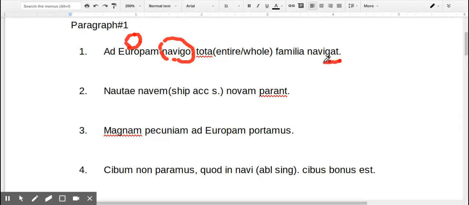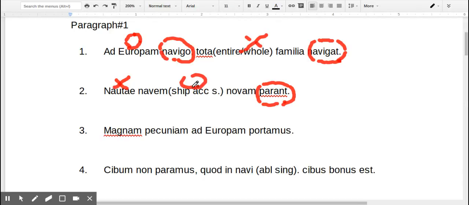Next part is navigat, is he, she, or it sails. And I have to look for a nominative. I do have a nominative, the entire family. So I sail to Europe, the entire family sails. Then, they prepare. Do I have a nominative for they? I do. A nominative right here. The sailors. The sailors prepare. What do they prepare? The direct object. They prepare the ship.